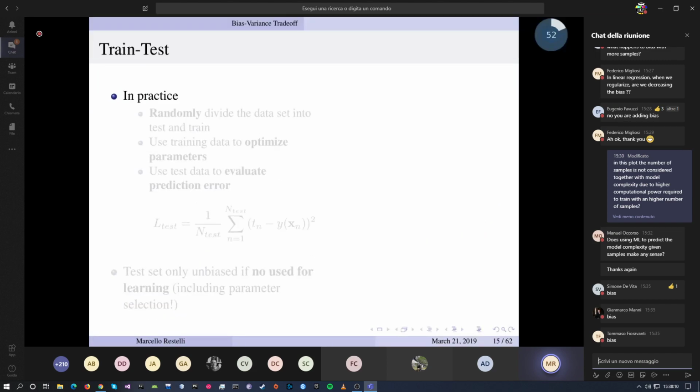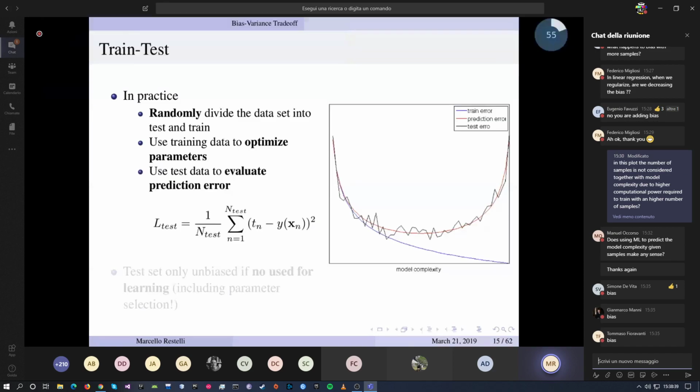And so what we have to do is to consider an evaluation of the prediction error. How can we evaluate this? We can evaluate this by splitting the data of our dataset in two sets. I have one set for training and one set for testing. The training data are used for optimizing the parameters of my model, while the test data will not be used for optimization, only for evaluating the goodness of the model that I have trained.